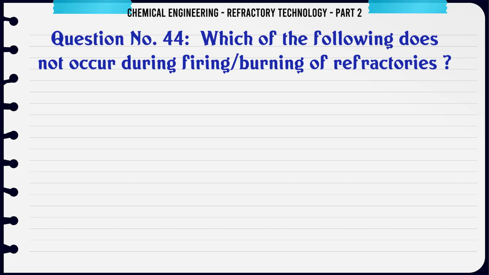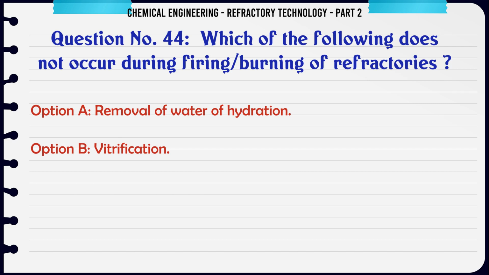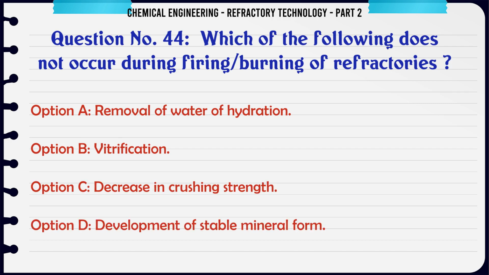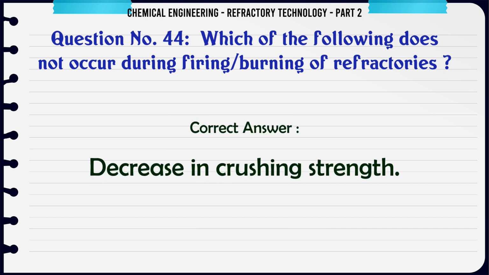Which of the following does not occur during firing or burning of refractories? A. removal of water of hydration. B. vitrification. C. decrease in crushing strength. D. development of stable mineral form. The correct answer is decrease in crushing strength.